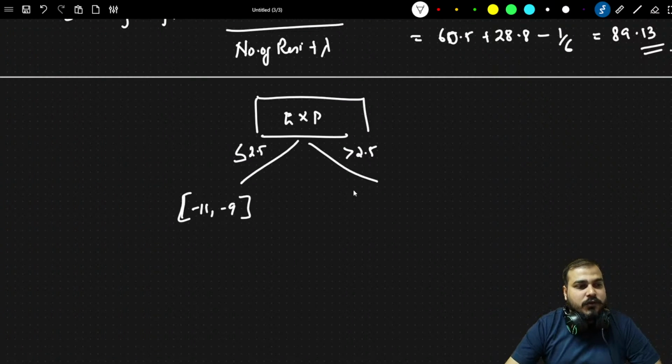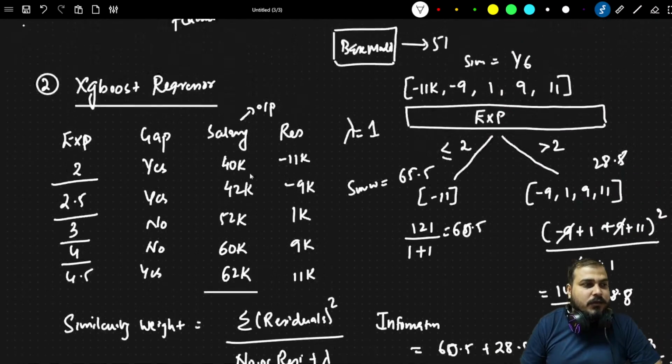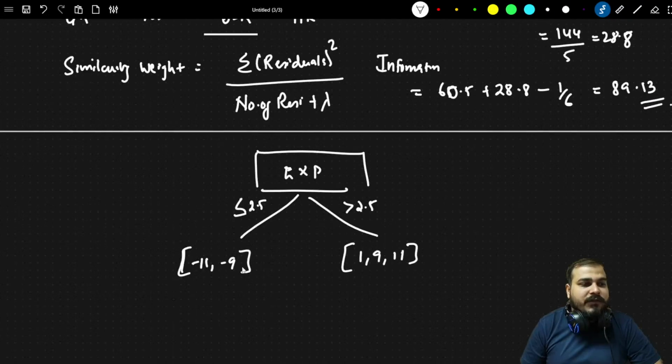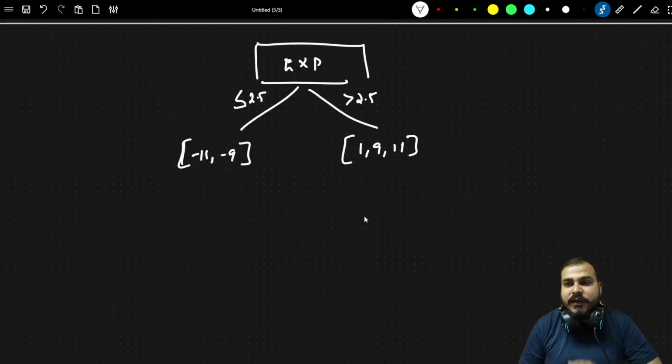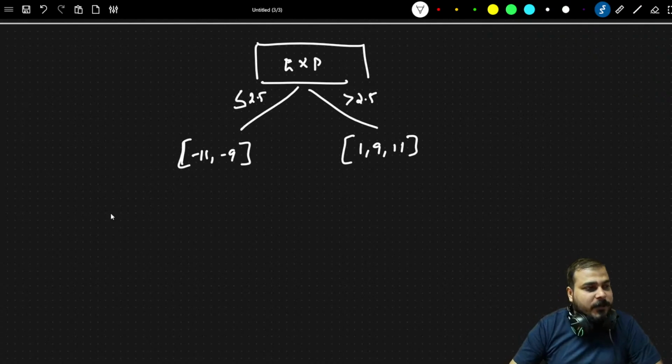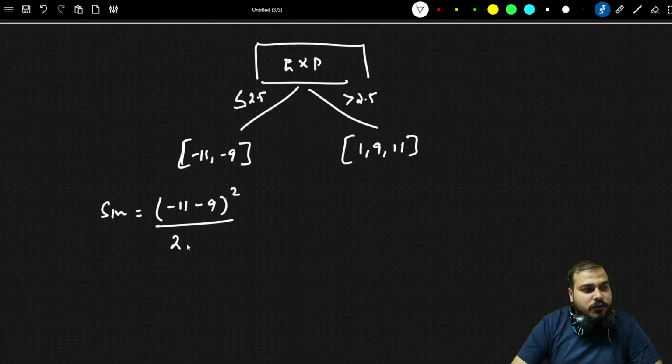Minus 11, 9 is over here, and then we have 1, 9, 11. Because of less than or equal to 2.5, these two records will definitely go over here, and this record will definitely go over here, right? Now if I try to calculate the similarity weight for this, it will be minus 11 minus 9, whole square, divided by 2 plus 1, right? In this particular case, it will be minus 20 whole square divided by 3, which is 400 divided by 3.